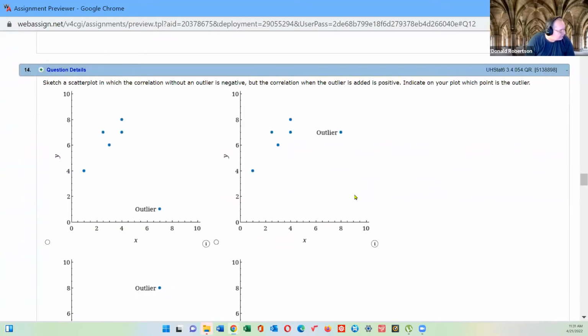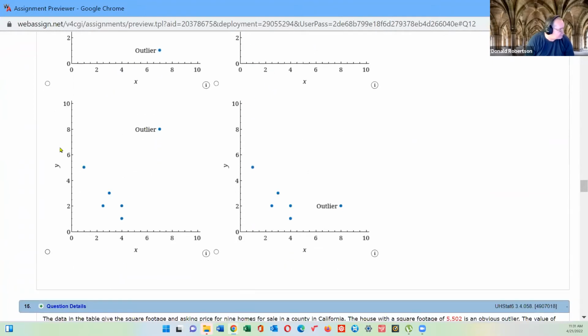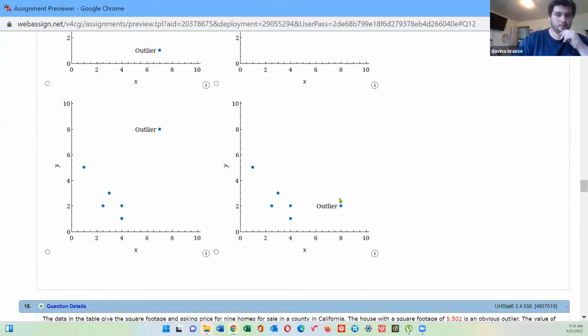Okay, so let's look at these pictures. If that outlier disappears, would you agree that this data is positive? If that outlier disappears, isn't the data still positive? If this outlier disappears, won't the data be negative? And this one disappears, won't the data be negative? So far, so good. So that one is negative no matter what, right?